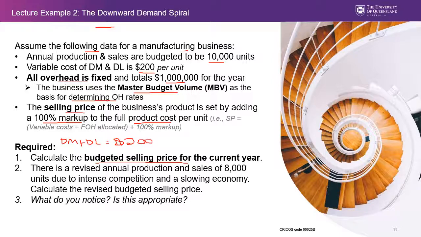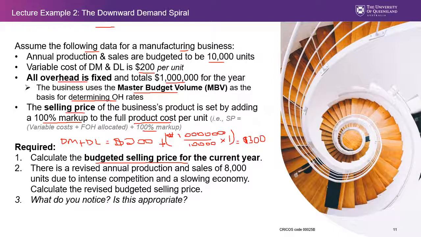To that we want to add our overhead. So we're using normal costing, so we're going to create a budgeted overhead rate. So we're going to divide the 1 million by the 10,000 units. So that's $100 per unit. Times it by 1 to get the overhead per unit. That gives us $300. That's the cost.